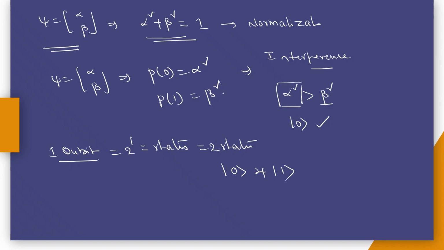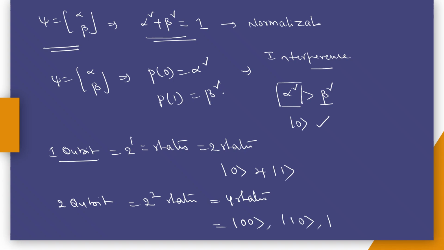But how can we represent a quantum system mathematically if it has more than one qubit? For example, if I take two qubits, there are 2 power 2 states, which is nothing but 4 states. Those are state 00, state 10, state 01, and state 11.